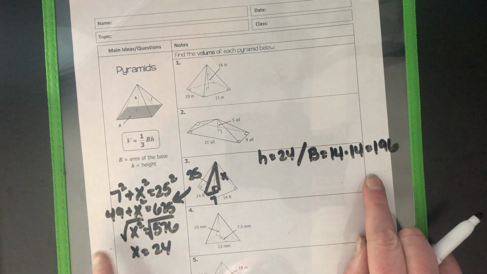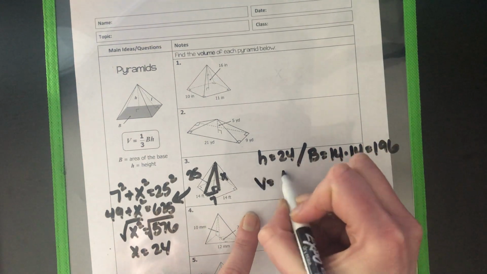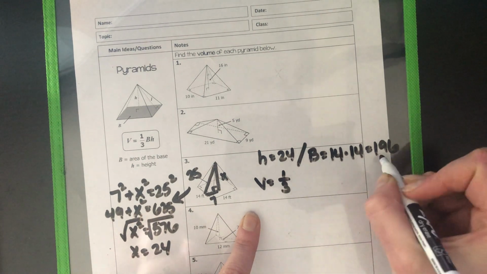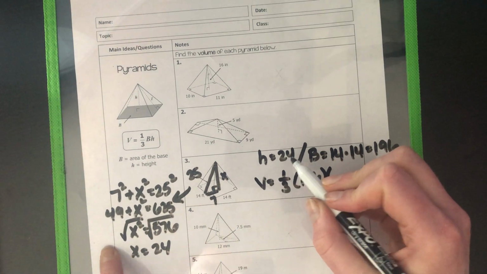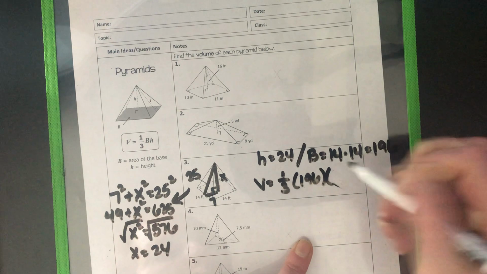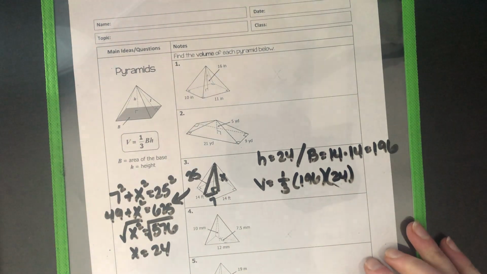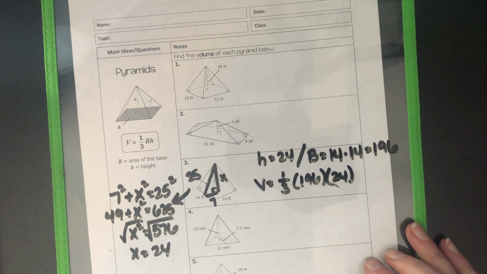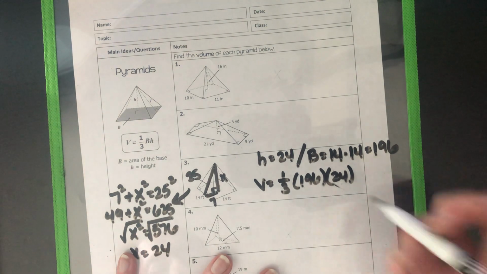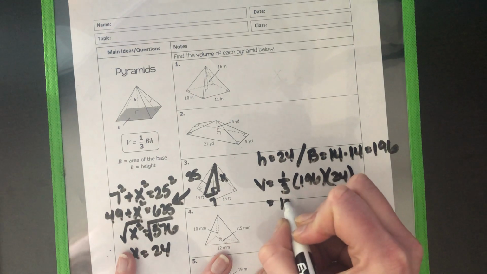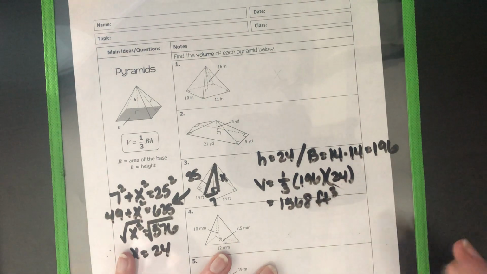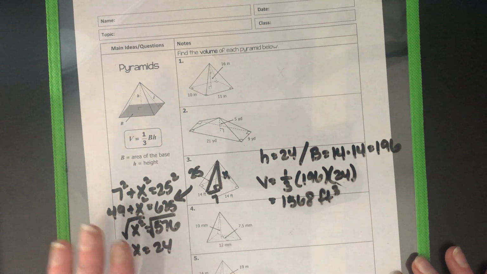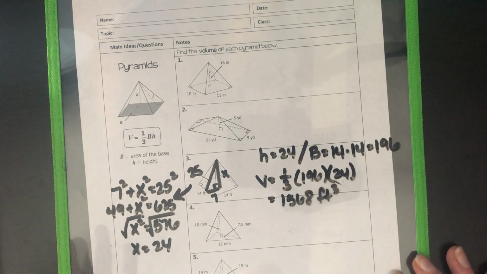They may throw this curveball at you once in a while, but not often. So the volume is 1/3 times my capital B, 196, times the height, which we had to find using Pythagorean theorem. And what you get is 1,568 feet cubed. Okay? Again, doesn't happen often, but it might.